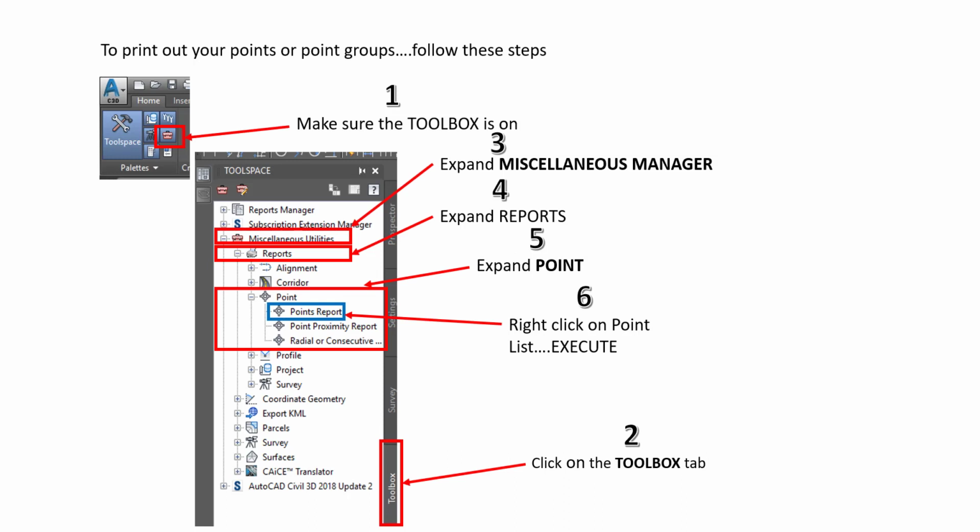The easiest way that I found to print out your points or your point groups is to go on the home screen and make sure the toolbox is on. So on the right hand side of your tool space, you'll see your prospector, settings, survey, and toolbox. Make sure that's selected if you don't see the toolbox tab. Expand the miscellaneous utilities, expand reports, go down to points and then points report, and right click on that and click execute.